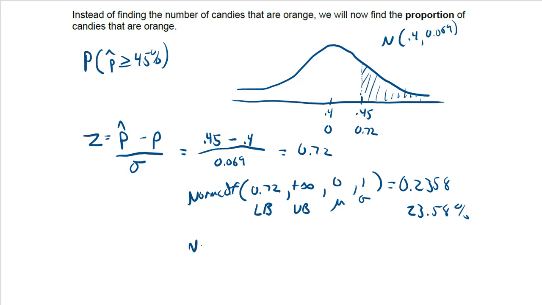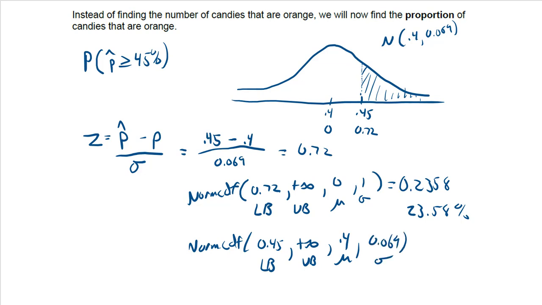If you did normal CDF, your lower bound is 0.45. Your upper bound is still positive infinity. Your mean, though, is the mean you're using for those statistical values, which was 0.4, and your standard deviation was 0.069. Let's see if we get the same answer.